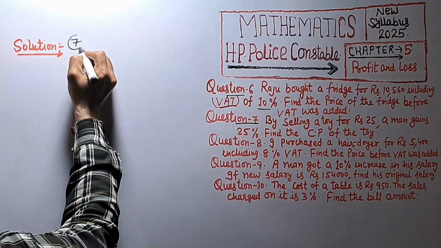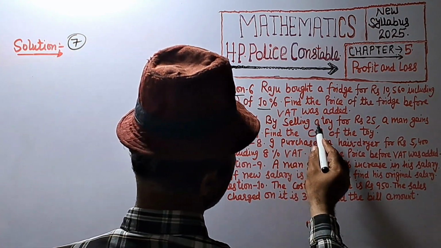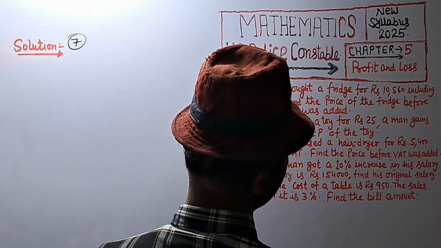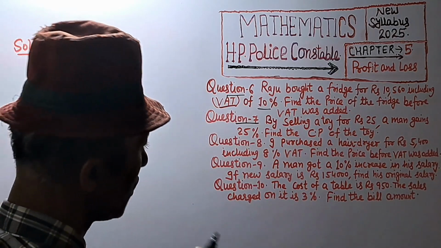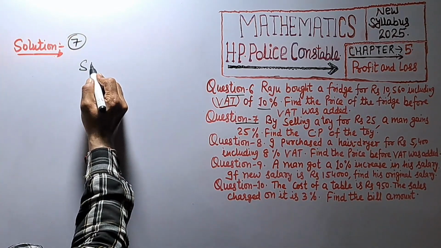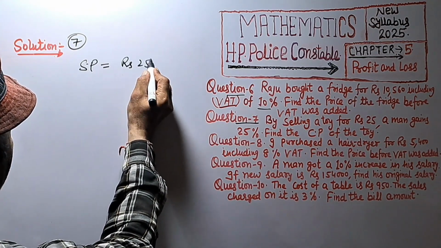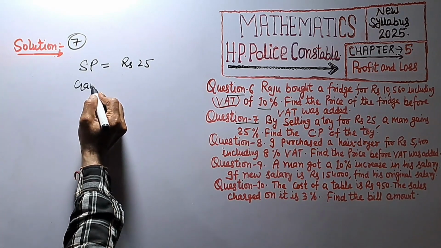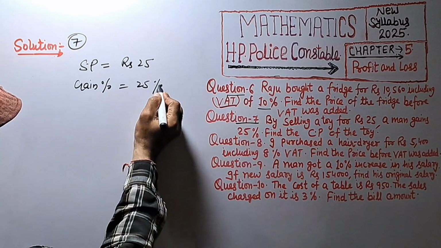Question number 7. By selling a toy for rupees 25, a man gains 25%. Find the cost price of the toy. Selling price is equal to rupees 25 and gain percent is 25%.